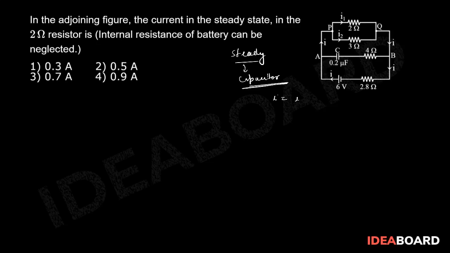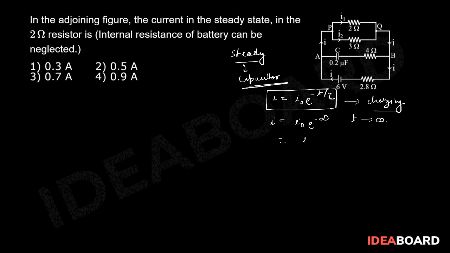We know that the formula for I is equal to I naught e to the power minus t by tau in any case of a capacitor. So here obviously this is the case of charging. This is the formula for I at any instant or any time t for a capacitor. Steady state says t is tending to infinity. That means I is equal to I naught e to the power minus infinity, which will be I naught upon e to the power infinity, which says I tending to 0. What do you mean I tending to 0?